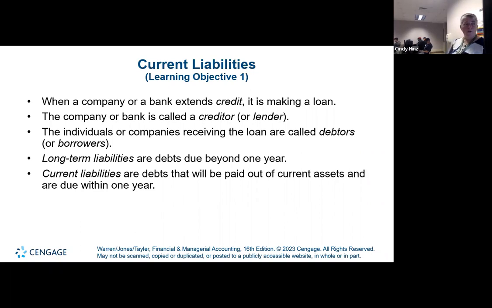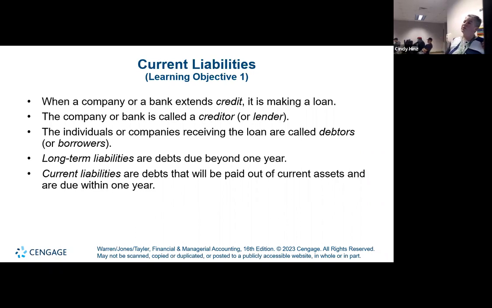You'll notice the fourth bullet point down on this slide says long-term liabilities are debts due beyond 1 year. But you have heard me refer to that sometimes as non-current liabilities. And the reason for that distinction is because we may have some liabilities that are due this year, but we don't plan to use current assets to pay for them. And so that would take them out of the definition of long-term liabilities, and would raise the question, well, what do we do with them then? Where do we put them on our balance sheet?